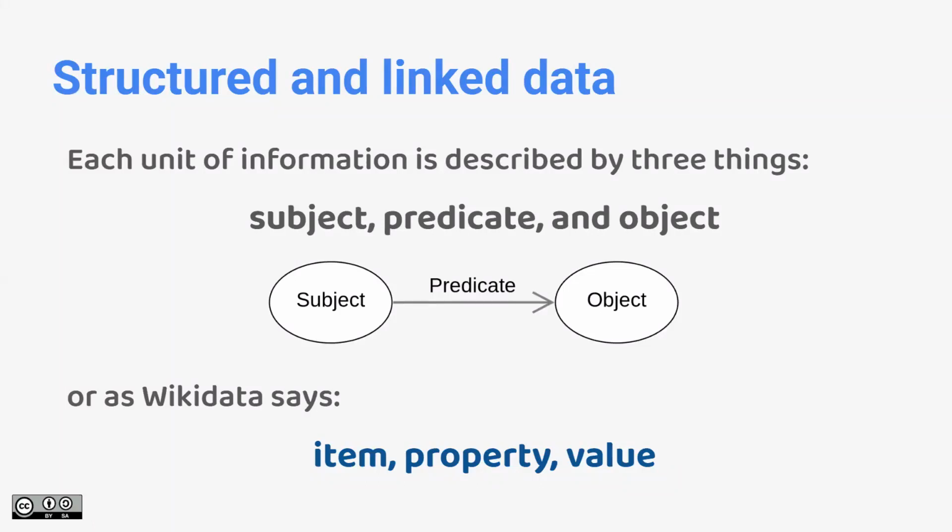If you are given an English sentence, it will mainly have three parts. It has a subject, it has a predicate, and it has an object. In the Wikidata sense, the subject is called the item, the predicate is called a property, and the object is called a value. So in Wikidata, we can see the statements being added in this format.